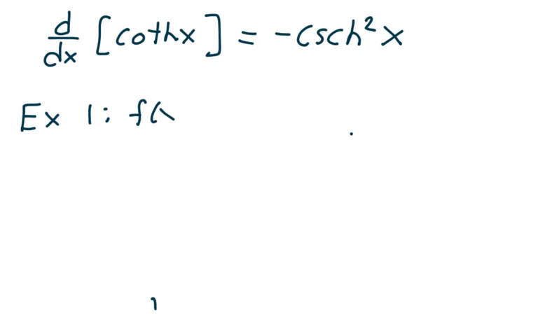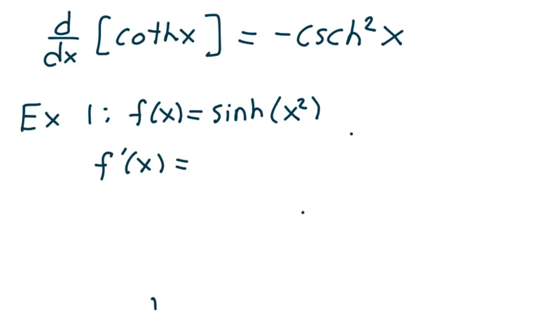So if we have f of x equals hyperbolic sine of x squared, and I want to take the derivative. So this is a great application of the chain rule because the outside function is the hyperbolic sine. The derivative of the hyperbolic sine is the hyperbolic cosine. So I'm going to write the hyperbolic cosine of the inside function, which is x squared, but I'm going to multiply by the derivative of that inside function.